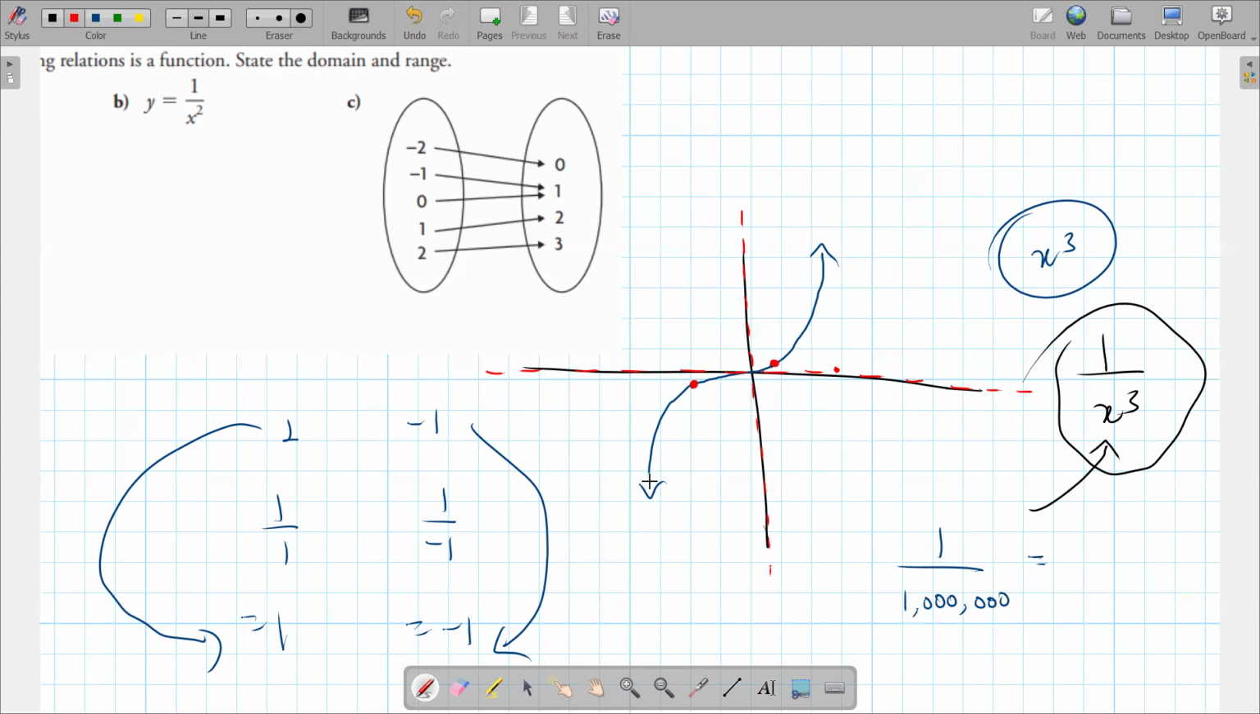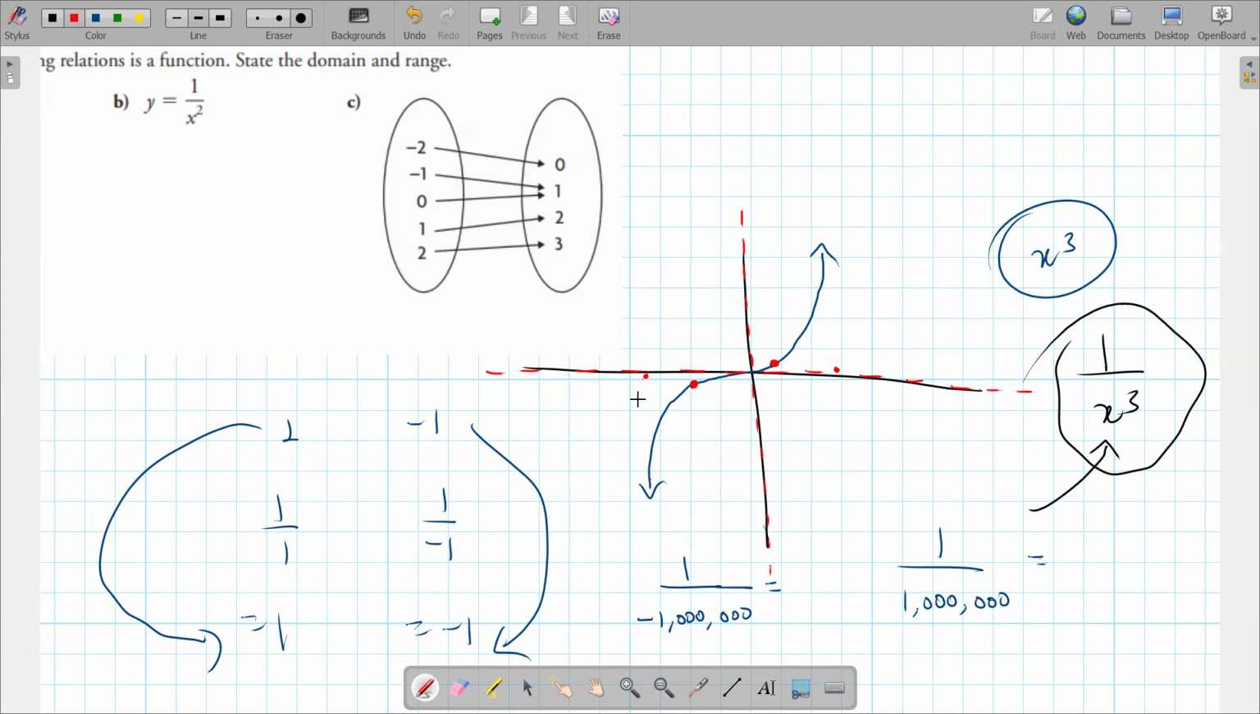This right now is a very large negative number. The sign is important. It's a very large negative number. So when you flip it upside down, what do you get? You get a very small positive number or negative number? Negative. So this point is going to come all the way down here.